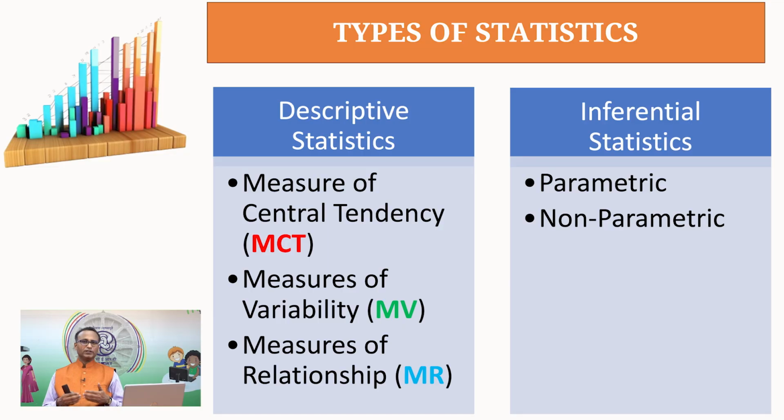The first thing, once you collect your data and enter your data manually or with the help of statistics software like Excel or SPSS, is that you have to think of the measures of central tendency. You have to think of measures of variability. You have to think of the measures of relationships. It all depends upon your research objective, your research variables and your research hypothesis.